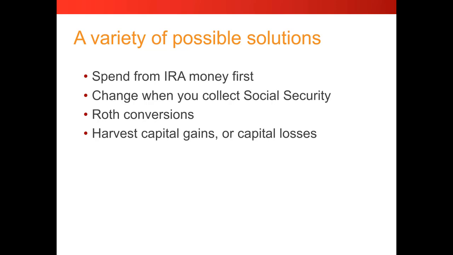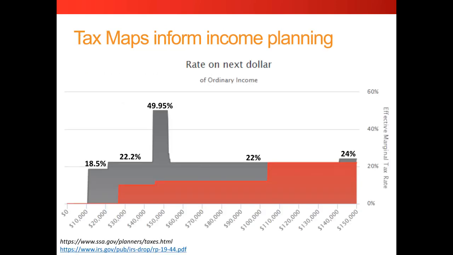Finally, you can harvest capital gains, taking advantage of a 0% tax bracket, or sometimes harvesting capital losses may make more sense in order to offset capital gains. Again, there are a variety of possible solutions, and which makes sense for you will depend entirely on your personal circumstances. But the guide for those decisions is the tax map. Understanding how much we're likely to lose on the next dollar we take action on. If we take more money out, are we likely to hit a spike or an unusual interaction with other income sources? Or if we take less money out, can we avoid one of those ugly situations?